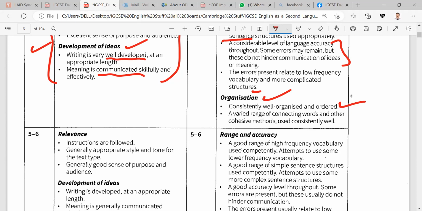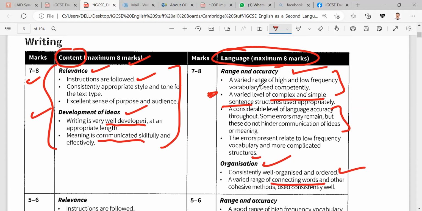Also, a varied range of connecting words. As I told you, you can use furthermore, in addition to, or if you are writing different ideas, you can say in contrast, on the other hand. Okay, so in this way, you are writing cohesive and related paragraphs. So in this way, you will get here, as you see, the mark from 7 to 8. And here the same, 7 to 8.